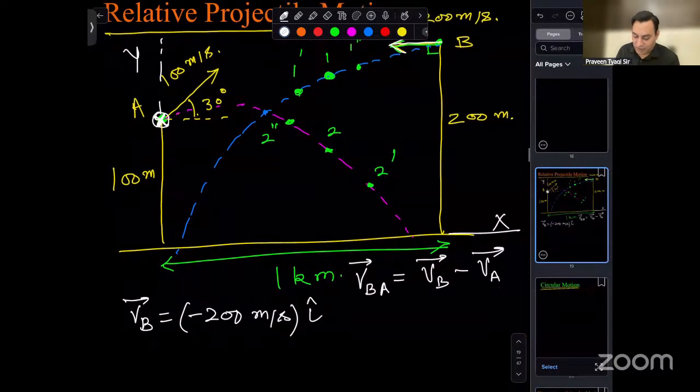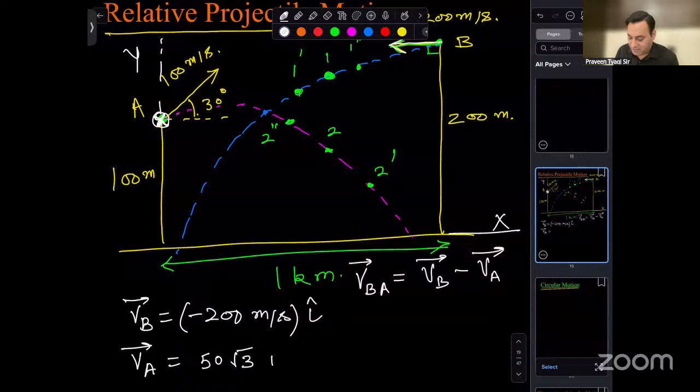Now I want to write velocity of A. Velocity of A was 100 cos 30, which is 100 root 3 by 2, which is 50 root 3 I cap. Vertical direction is also positive, 100 sin 30, which is 50 j cap. This is velocity of A.